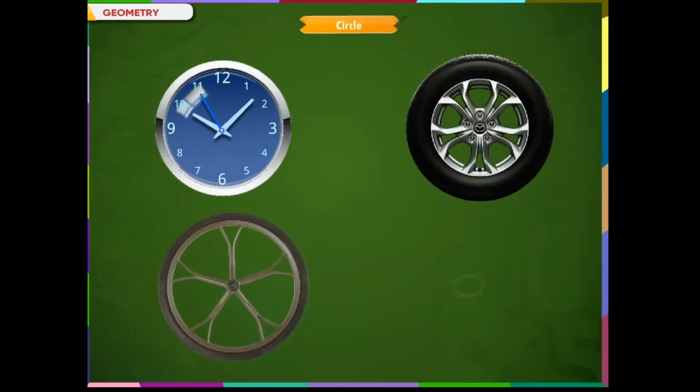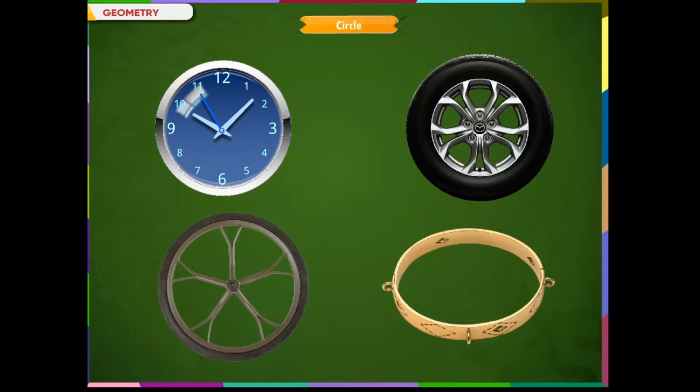Circle. We see at various places the shape of a circle in our daily life. Clocks are good examples of circle. A 1 rupee coin, wheel and tires are some examples of circles.